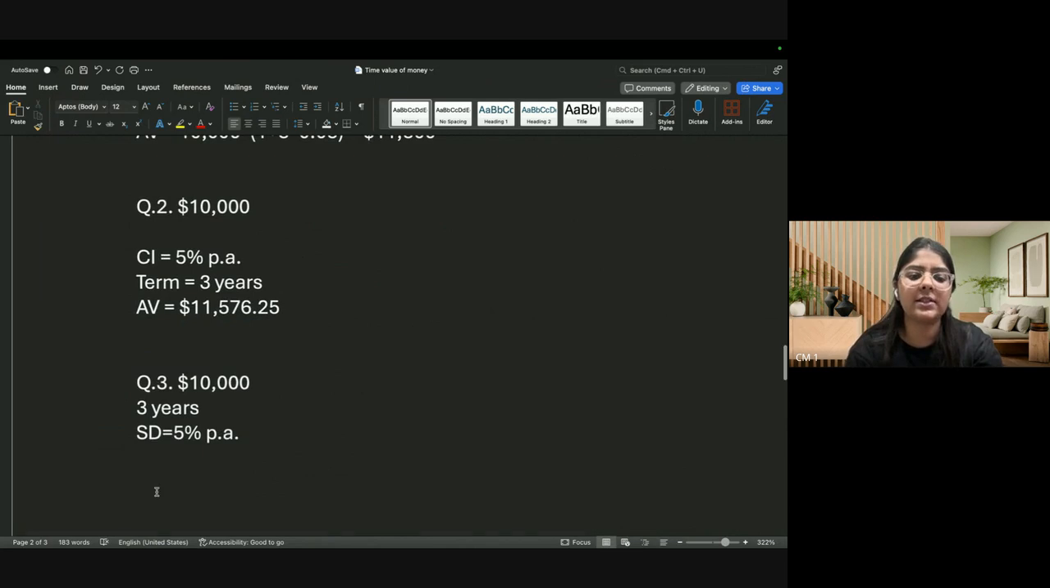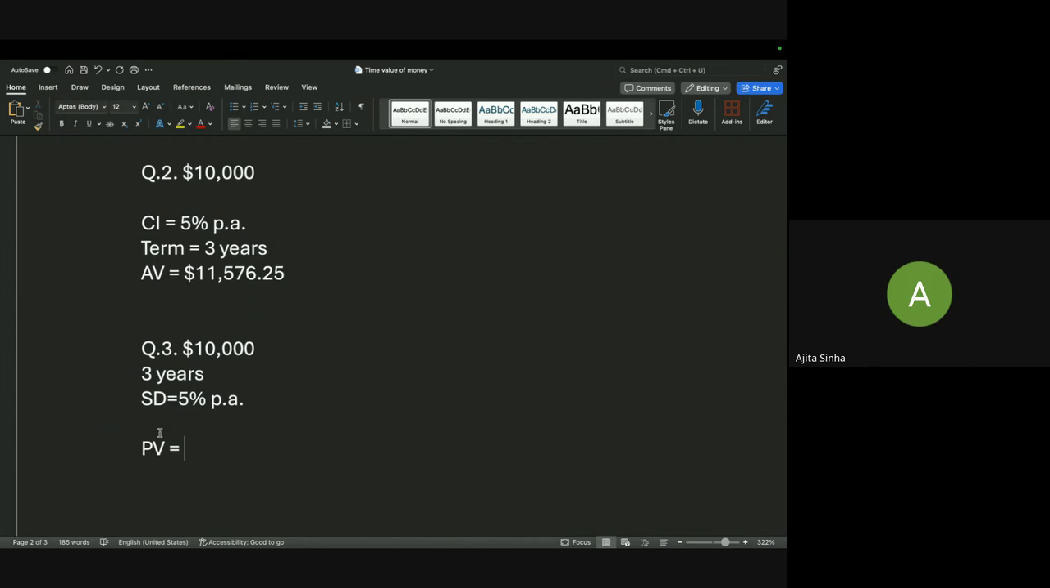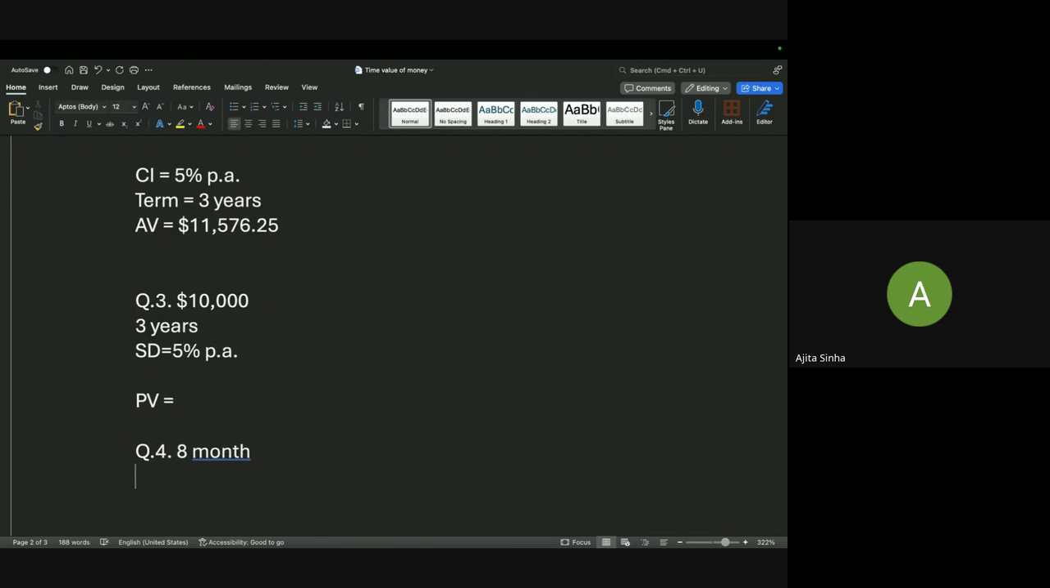The next question is this. You have to calculate the present value. So it would be 10,000 divided by 1 minus 3 into 0.05.